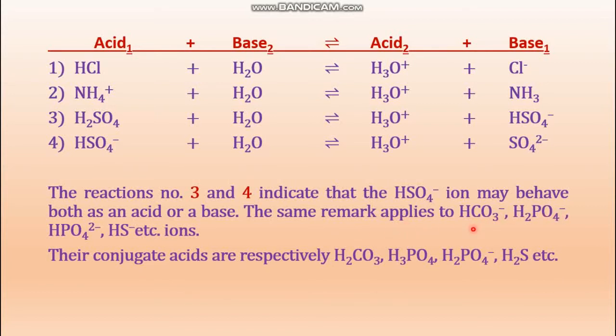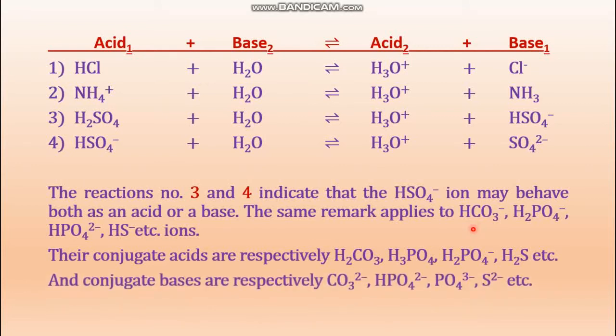So after having released the proton, that means when they are behaving as an acid, then they can produce their conjugate bases. So what are their conjugate bases? The corresponding conjugate bases are the carbonate ion, the hydrogen phosphate ion, the phosphate ion or the sulfide ion.